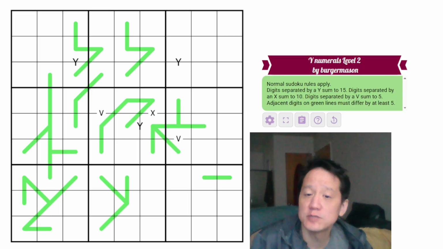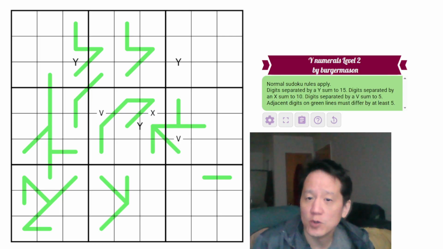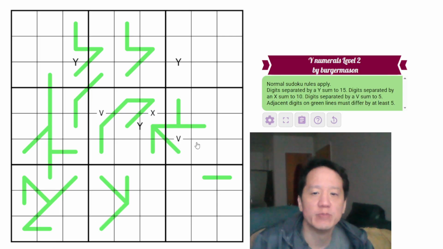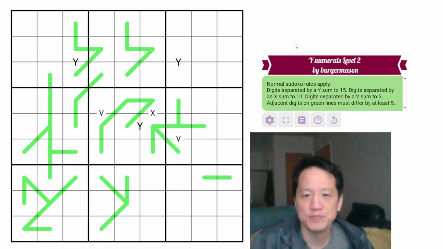And take that easiness with a grain of salt because it's considered easy by the people on the Logic Masters Germany forum, and there's a lot of really smart people there. Today's puzzle is called Why Numerals Level 2 by Berger Mason, and here are the rules.